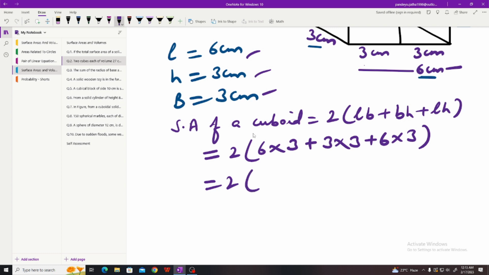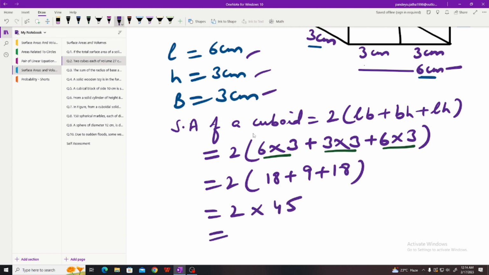Solve it. So it is 6 into 3 is 18 and 3 into 3 is 9 and 6 into 3 is 18. So we get 18 plus 9 plus 18. So it is equal to 2 into 45, that is equal to 90 centimeter square. So this is the surface area of the resulting cuboid.